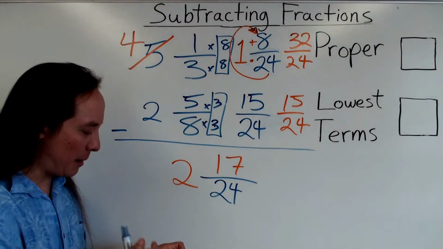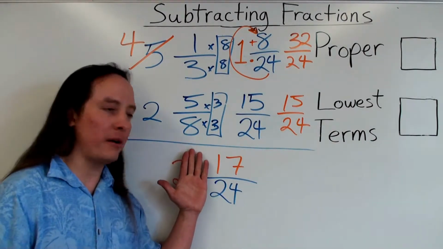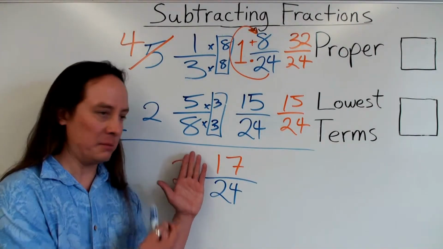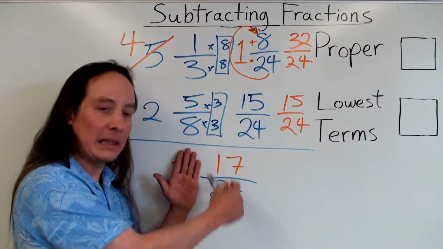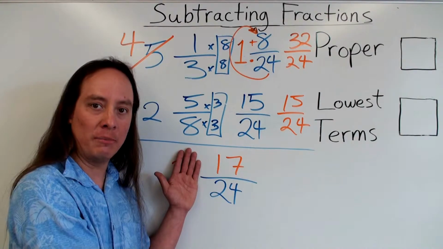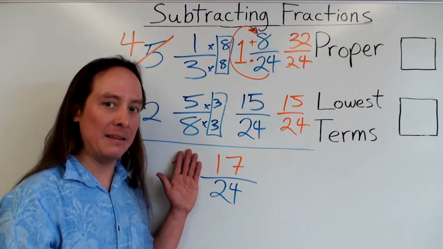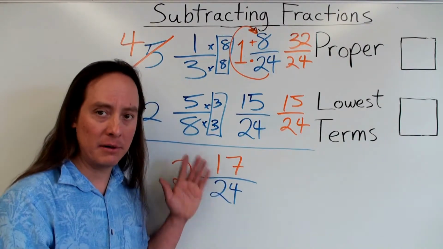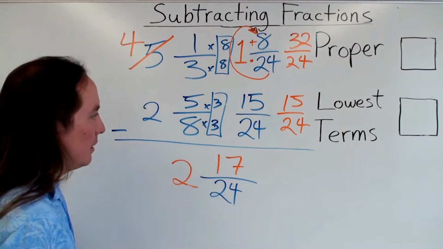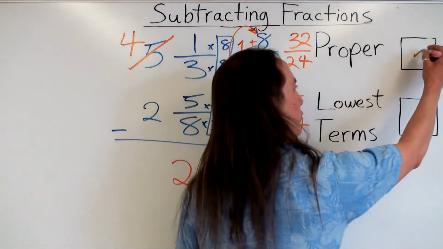Is the fraction proper? Okay. The whole number isn't part of the fraction. Okay, it's part of the mixed number. But when we're talking about proper and lowest terms, we're looking at the fraction. Definitely just the fraction. 17/24 is a proper fraction, and it is in its lowest terms. 17 is a prime number. So anyway, you can put our little check marks there.